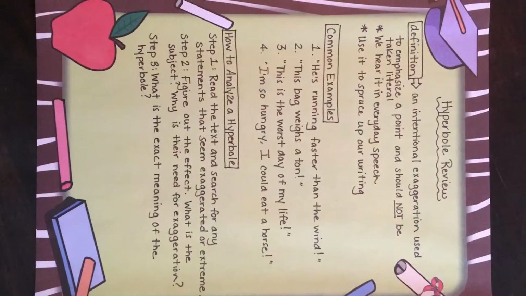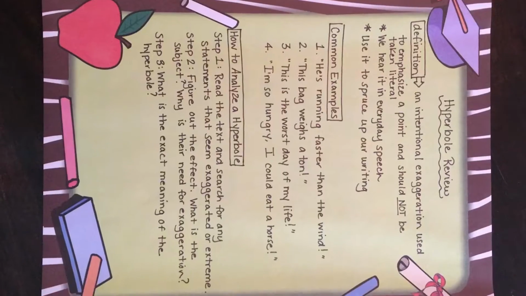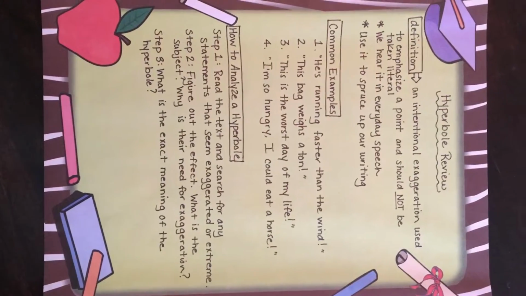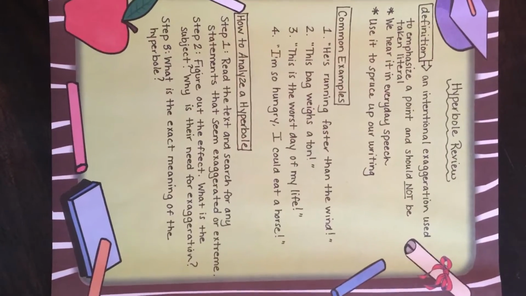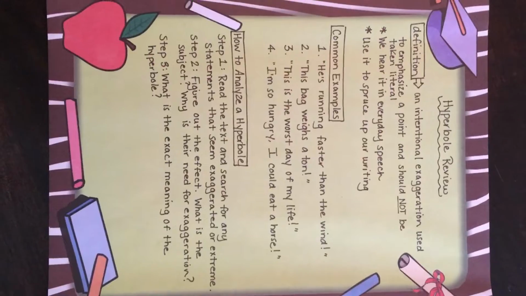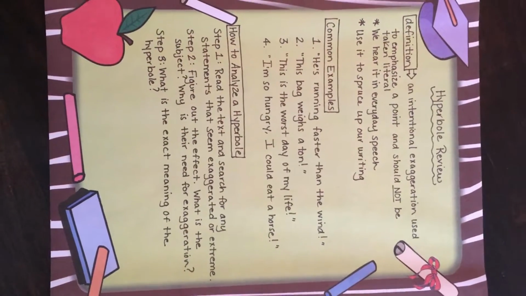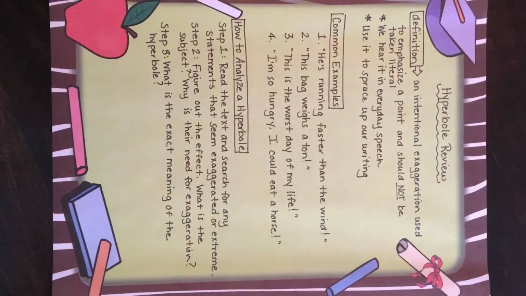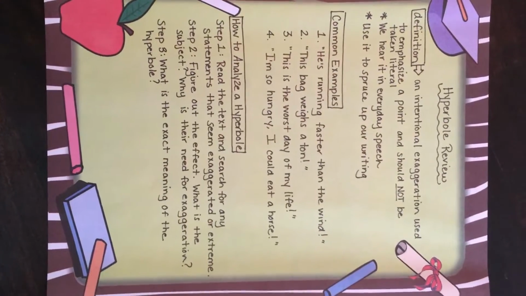So when you're reading it in text and in stories, the first step is to find the statement. You're reading the text and you want to search for any statement that seems ridiculous or exaggerated and that's far out there or even extreme. Step 2 is to figure out the effect. So what's the subject of this hyperbole? Who's it affecting? And why is there a need for this extreme exaggeration?